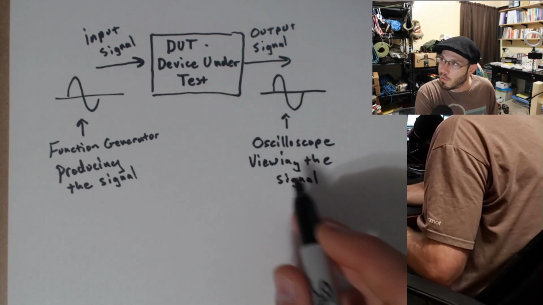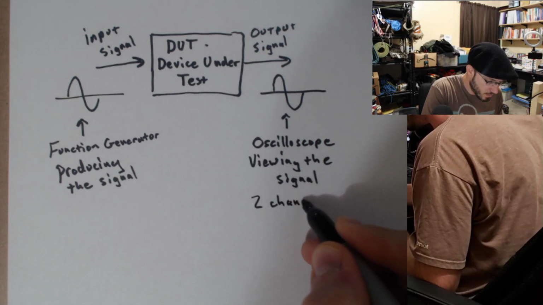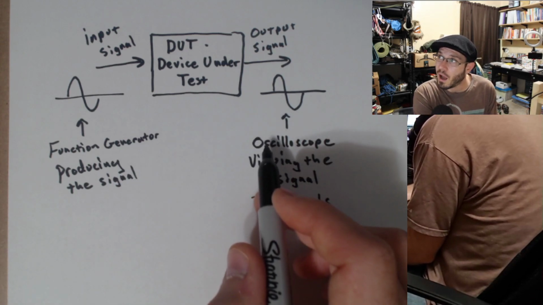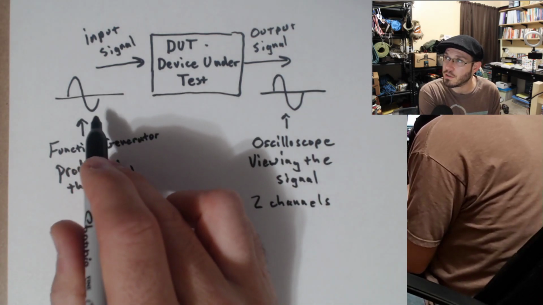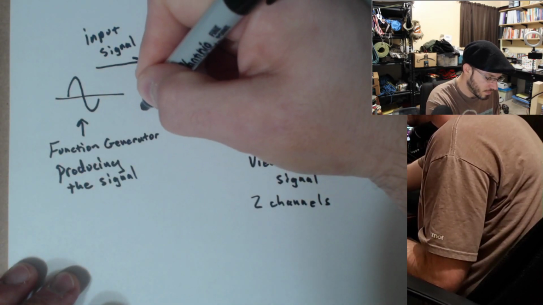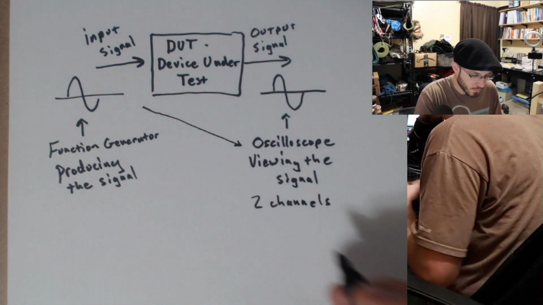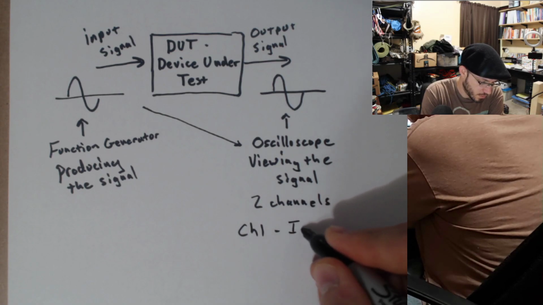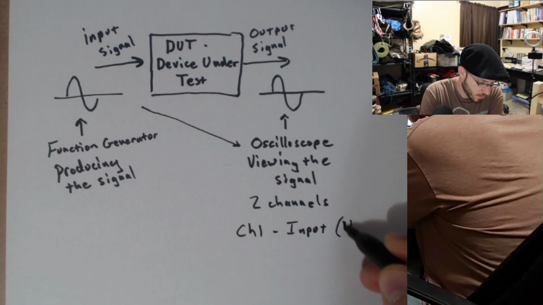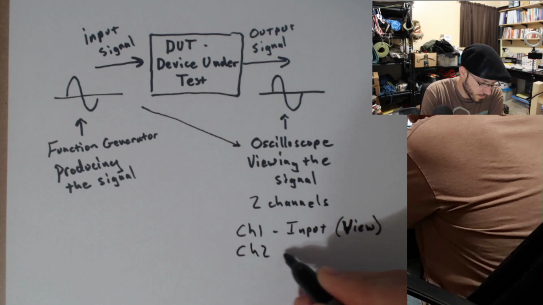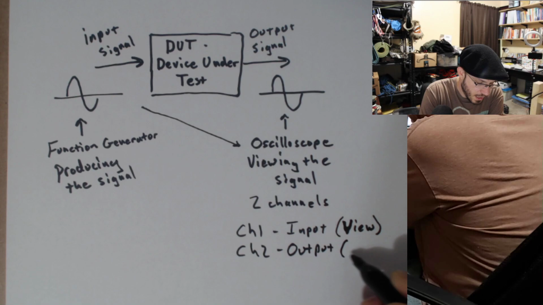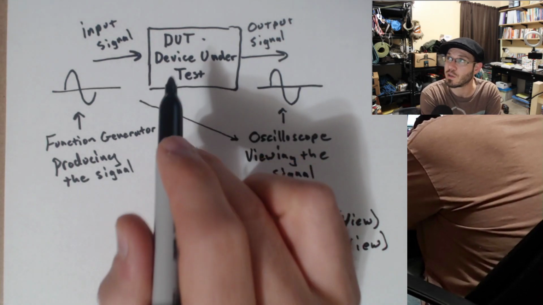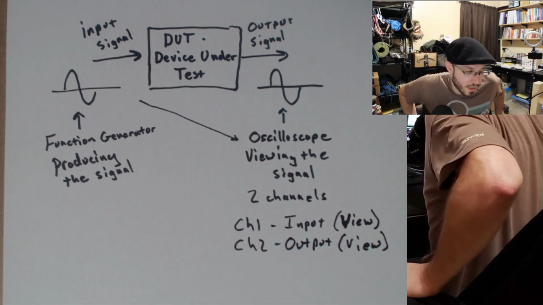Our oscilloscope has 2 channels. And since the function generator cannot view the signal that it's generating, oftentimes we take one channel and also use it to view our input at the same time. So in this case we may have channel 1 viewing the input and channel 2 similarly viewing the output. Then you can compare the input and the output, and you can see exactly what your device under test does. And I'll be running through an example with this.